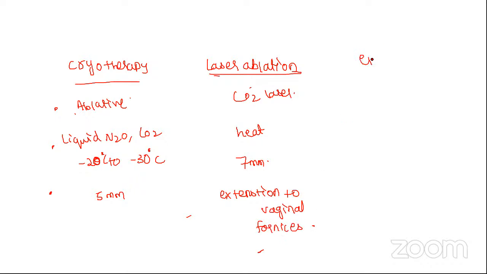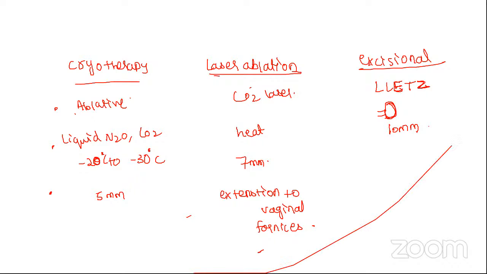Next, you have the excisional procedure. In the excisional procedure you have large loop excision of the transformation zone. In large loop excision of the transformation zone you're using an electrocoagulating, cutting and coagulating tip. Here the depth of destruction is 10 mm. It is the management of choice for any patient with CIN3 at any age group.